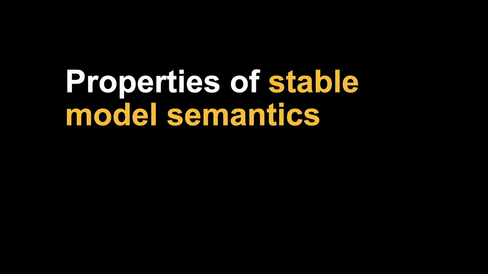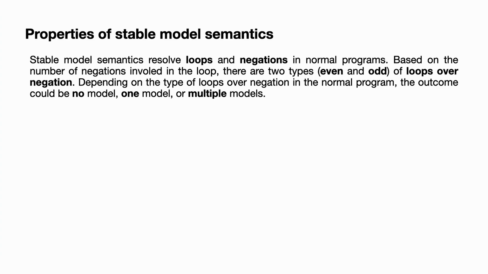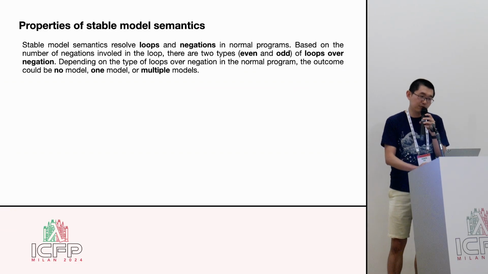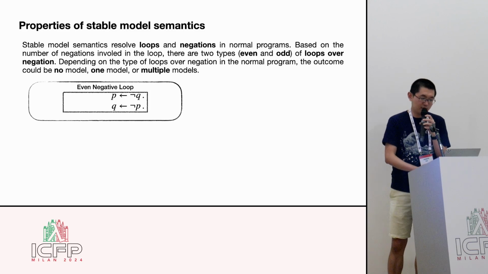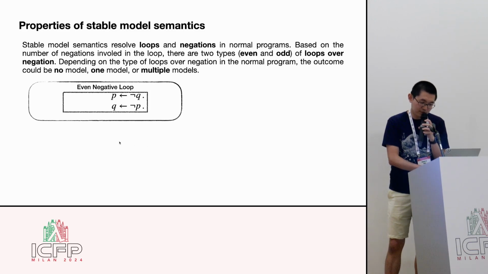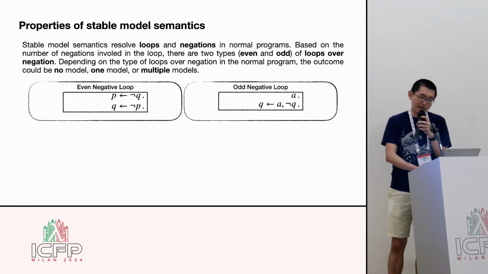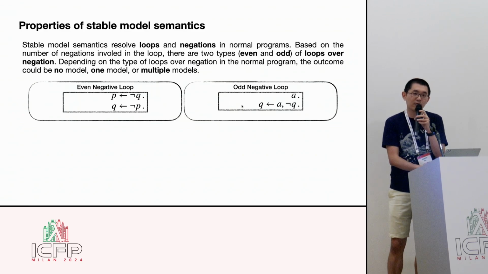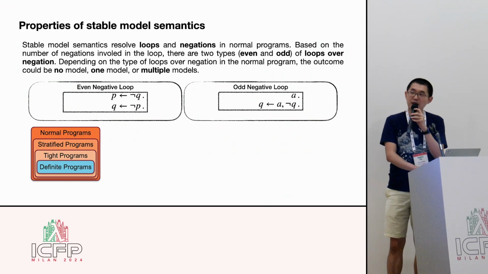Now, what are the properties of the stable model semantics? One property: since the loops and the negation are mixed together, we can further categorize these negation loops into even loops and odd loops. For the even negative loops, a very simple example is like this, right? It's just like the Alice and Bob example, but in this case we have P and Q. Then we have odd negative loops. In this case, the odd negative loop is the unsatisfiable program as we showed before.